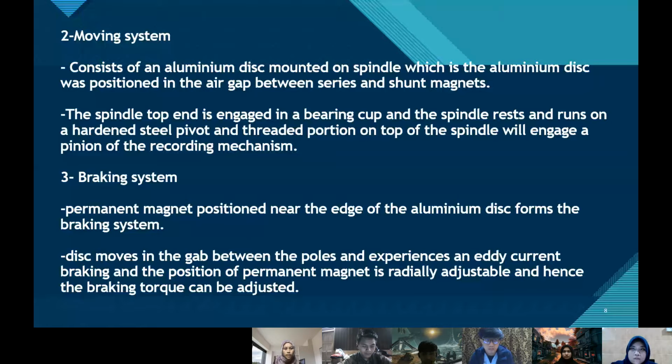Number 3 is the braking system. A permanent magnet positioned near the edge of the aluminium disc forms the braking system. Next, the disc moves in the gap between the poles and experiences eddy current braking, and the position of the permanent magnet is radially adjustable, and hence the braking torque can be adjusted.